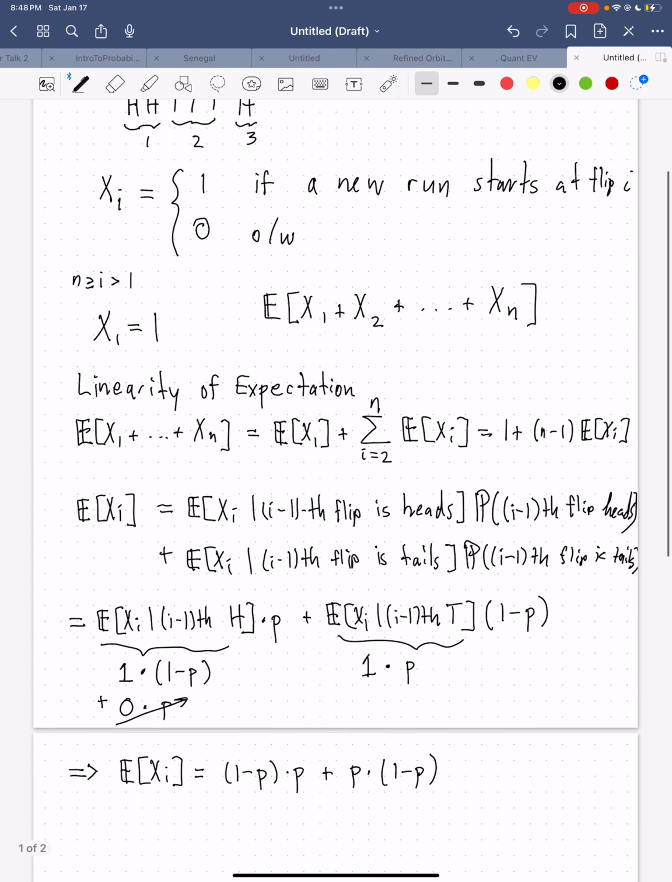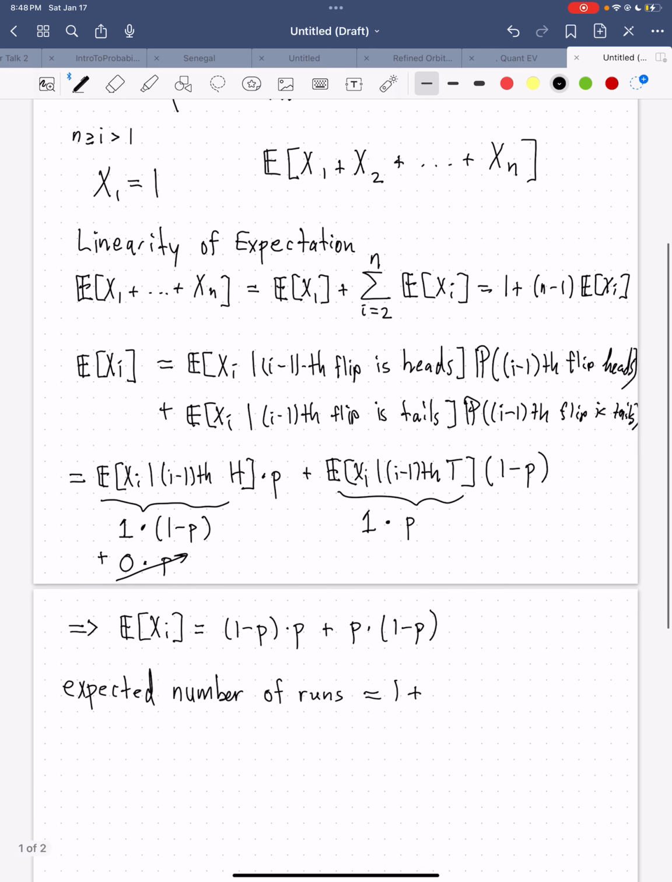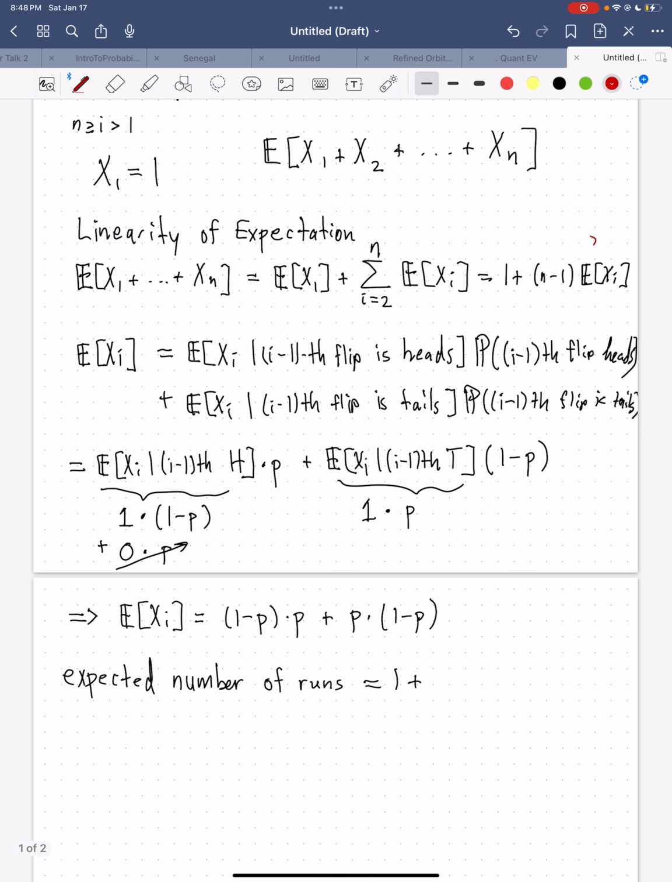And so then by linearity of expectation, the expected number of runs is 1 plus, so I'm using what we solved for here, 1 plus 2 times n minus 1 times p times 1 minus p. And that is our expected number of runs.